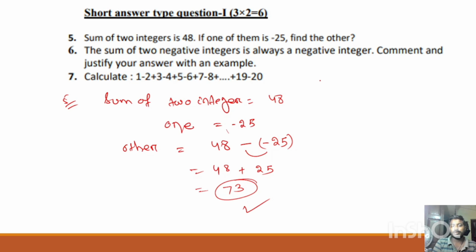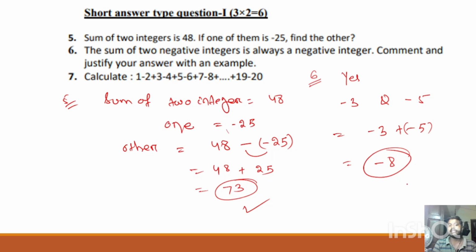Clear? Now next question, question number 6. The sum of two negative integers is always a negative integer. Comment and justify. Yes. Suppose two negative integers are minus 3 and minus 5. And the sum is minus 3 plus minus 5. Here is the same sign. Same sign means we add 5 and 3, 8, and put the same sign, and it is also a negative integer.